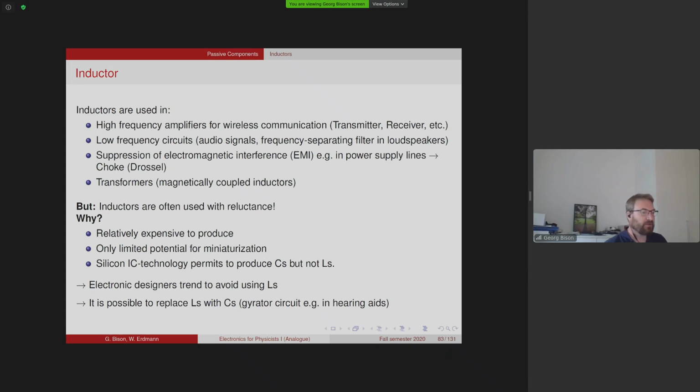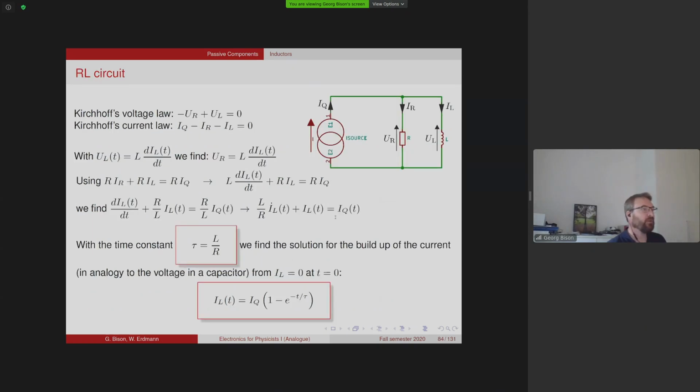Whereas a capacitor can be simply made as surfaces in an integrated circuit. So for those reasons, inductors are less common. Electronic engineers tend to avoid them. And another reason is that it's possible to replace inductors with capacitors, for example, using the gyrator circuit. Okay, now fundamentally, inductors are really important.